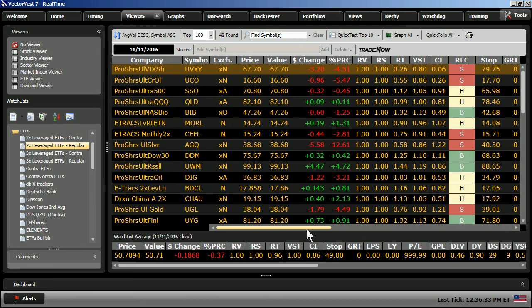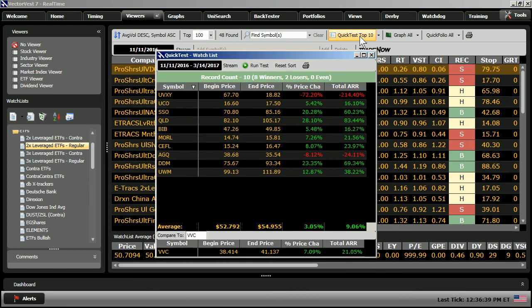And again, these are the 2-time leverage. Some of these are sell recommendations as well. We'll do a quick test of the top 10. It already remembers my dates. I have 8 winners, 2 losers. I didn't outpace the market this time, but still made money. One of my losers went against me, over 72%.